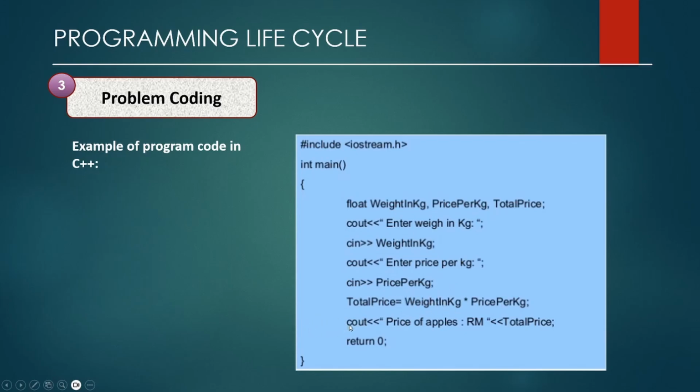Next line is cout, price of apples in RM, total price. If we compare this particular line of code to the one above, there is an extra value here. This one has total price, but the above one does not, because with this command, cout price of apple in RM, the total price will be called to the value that has been calculated. Just now we calculated the value 250. So in the output later, it will show price of apple RM 250.